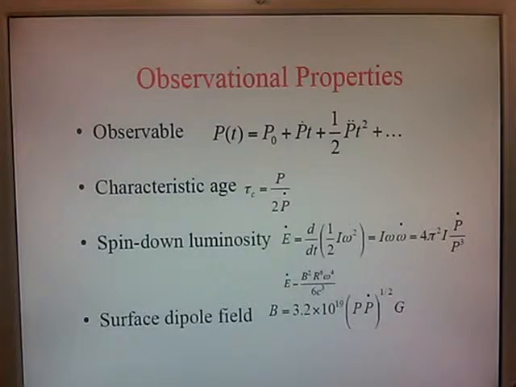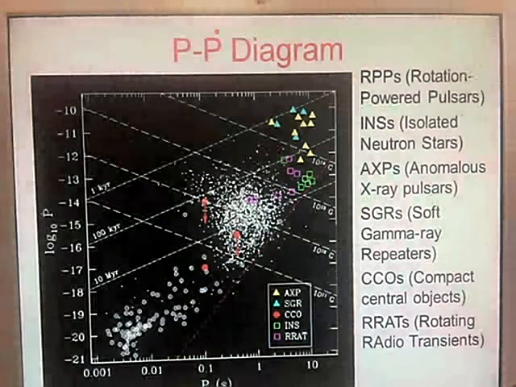So if we have a range of P and P dot, then we're talking about objects that have different ranges of ages and different ranges of magnetic fields. So now we begin to think that maybe there's hope for having quite a depth of variety in these objects.